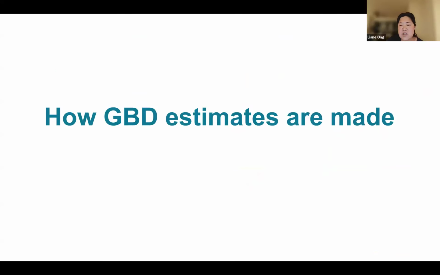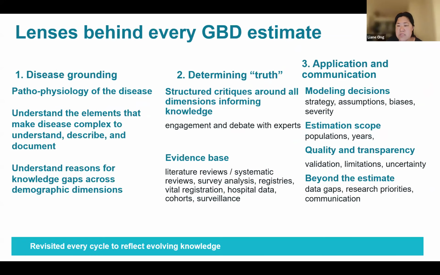So GBD estimates are made through a very rigorous process. Behind every estimate is a really thoughtful accounting of process, through first, disease grounding. Within each disease area that we look at within GBD, we understand the pathophysiology of the disease. We understand the elements that make the disease complex to understand, to describe, and document. And we need to understand reasons for knowledge gaps across those demographic dimensions.